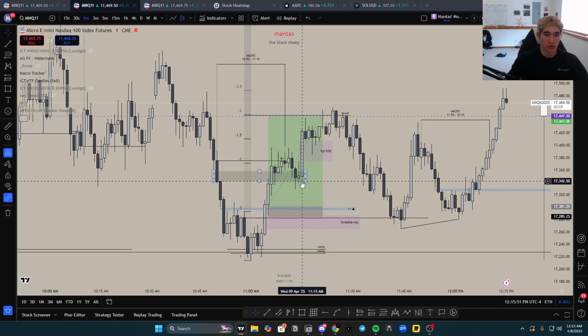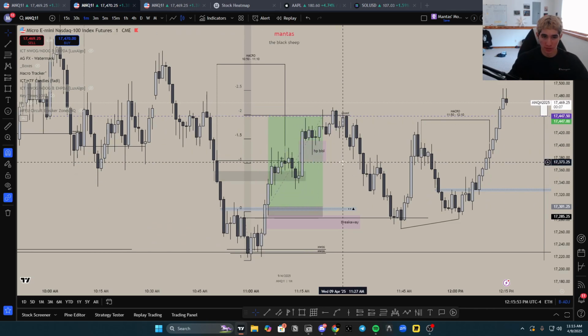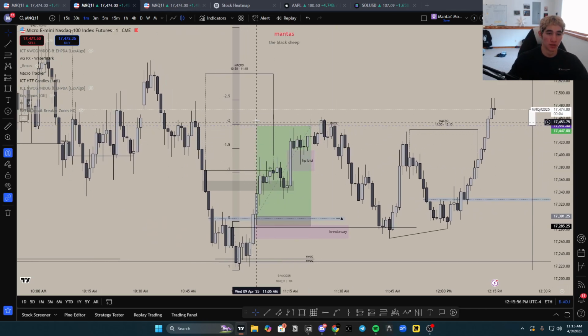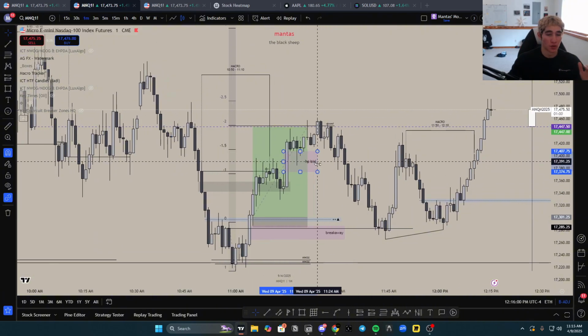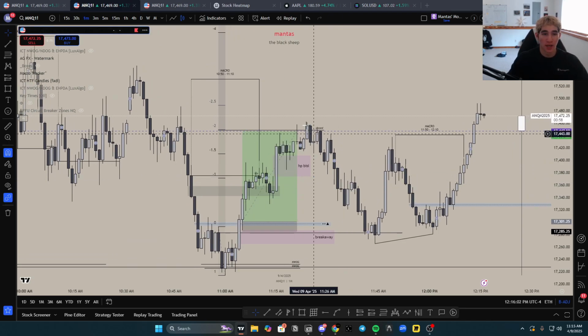So with that in mind, we reject off of it and we form a high probability BISI. I consider this to be high probability because we're so close to the take profit. We already rejected off of an inversion gap, and this high probability BISI should bring us to our take profit, and this is exactly where I closed. And we almost got the top tick take profit.